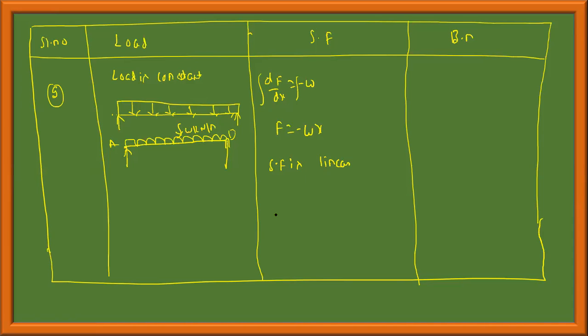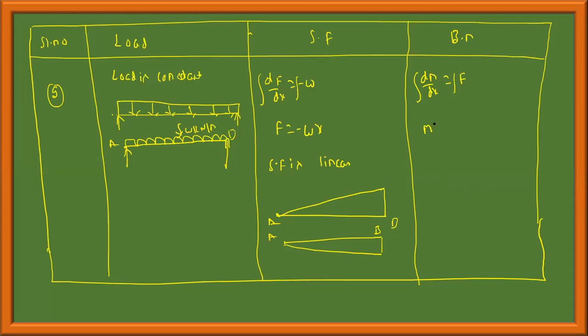Therefore, this shear force would be from point A to point B, like this. There are four possibilities, and I'm just giving two possibilities like this. Now bending moment dM/dx is equal to F, so if I want M, I need to integrate this. Integration of minus wx, forget about sign, gives M equal to wx squared by 2. If you want the constant, you can add it: wx squared by 2 plus c.